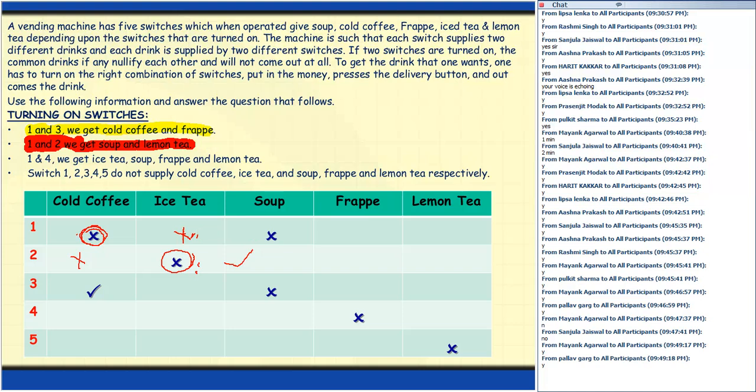Okay. Now if you look here, in the first row there are already 3 crosses, so I can put 2 ticks in front of frappe and lemon tea. There are already 2 crosses, so I'll put 3 ticks in front of frappe and lemon tea here, that you can see here. I hope this is clear to all of you till this step.